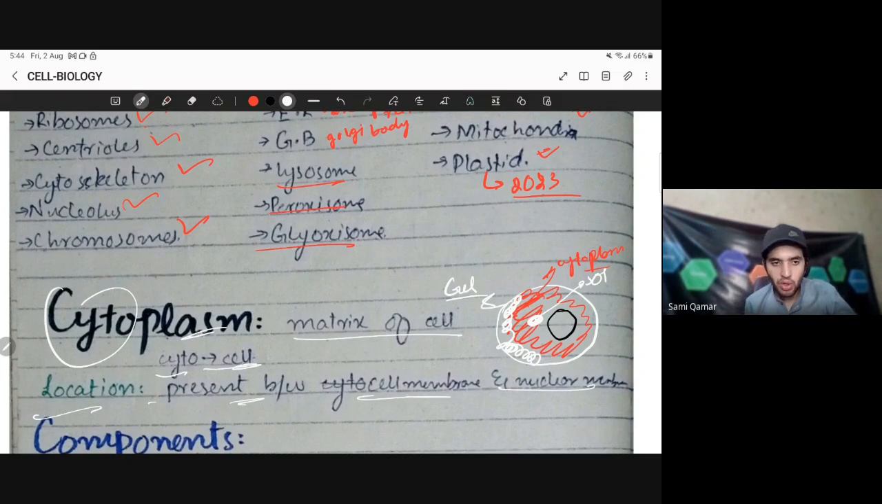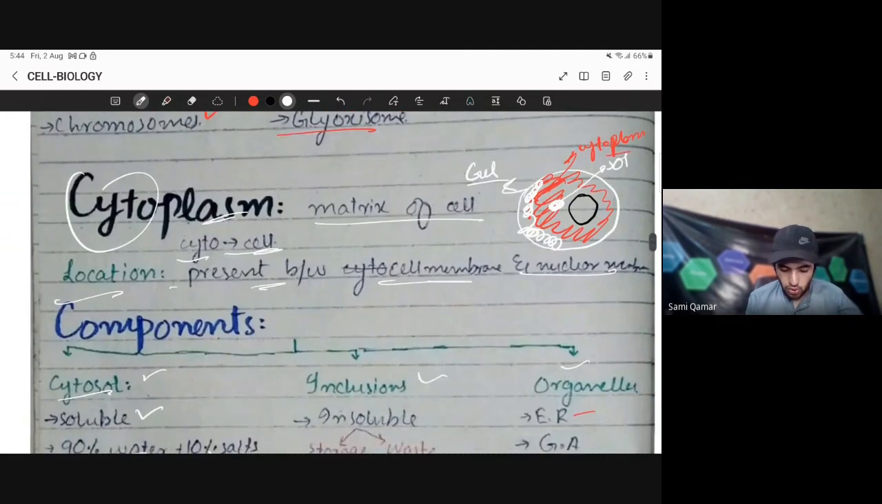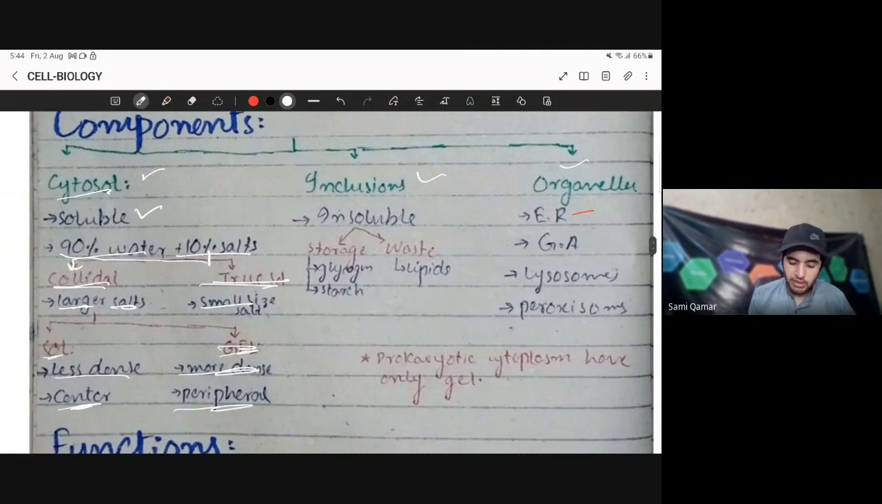When you study by your own, you will get the idea and understand it more, because we don't have time. Literally, we have to cover a very big chapter today. So now let's talk about components.